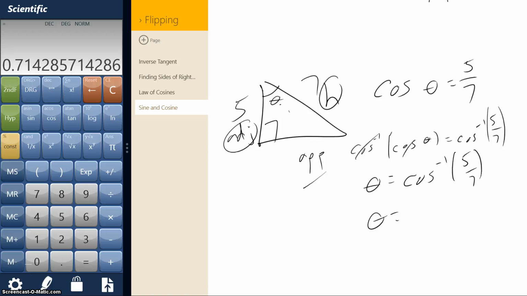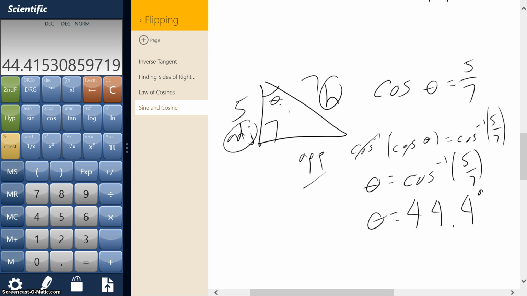And we want to find the inverse cosine. So usually that's done by doing some sort of second function right there. That mine right here is this guy. On most of your calculators, just second cosine, and it triggers cosine to the -1, the inverse cosine. And that means that our theta there is going to be, rounded to the nearest tenth, 44.4 degrees.